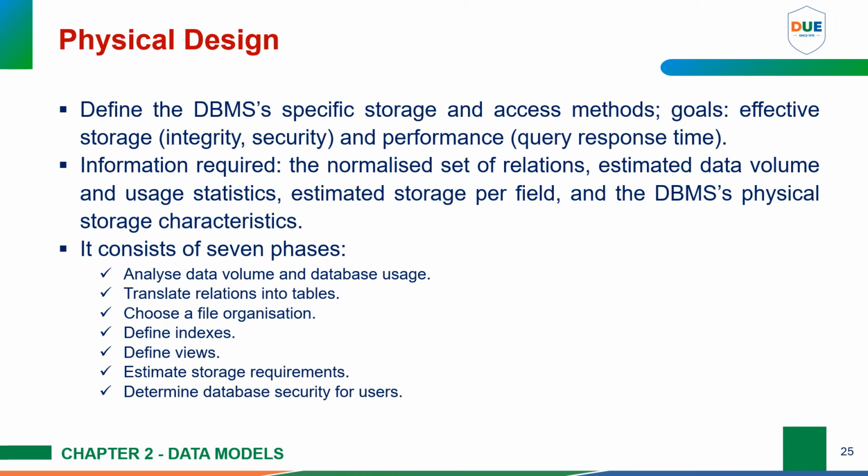The final level is physical design. Its goal is to define how data will actually be stored and accessed in the DBMS, with a focus on efficient storage, security, and performance. Physical design has 7 phases: analyze data volume and usage, create tables, choose file organization, define indexes and views, estimate storage requirements, and determine database security. This is the most technology-specific level, closest to the actual DBMS and hardware.